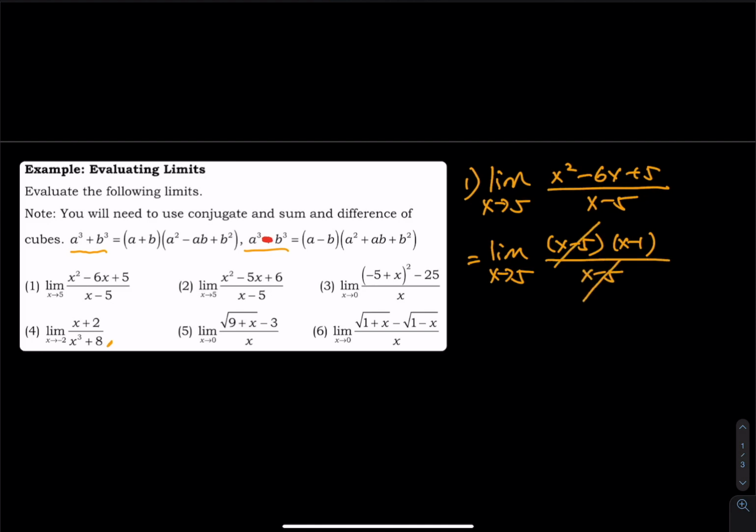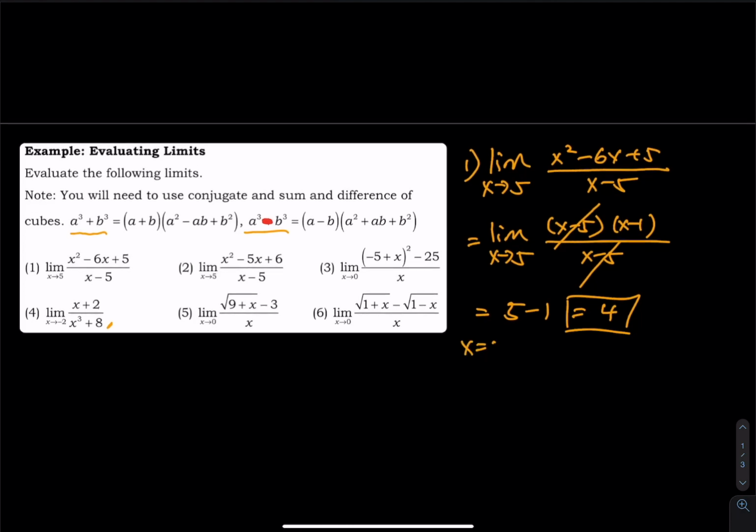We have to cancel out the x minus 5. Can we plug in now? Yes, we can plug in now. So 5 minus 1 is equal to 4. Is 5 still a vertical asymptote? The answer is no. If you graph this in your graphing calculator right now, x equals 5 is not a vertical asymptote. x equals 5 is an open circle.